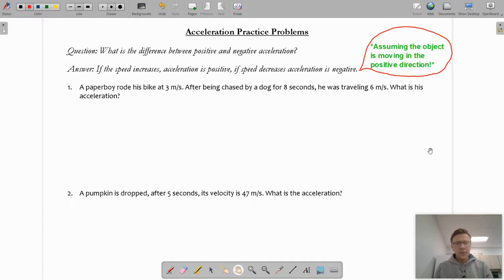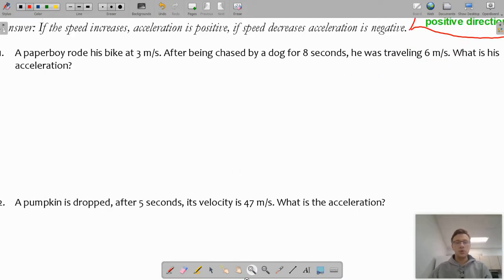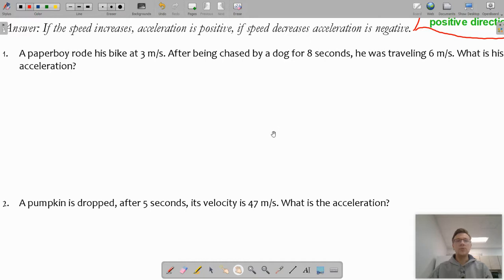Okay, so let's go through some practice problems. We're going to start with our first one that says a paper boy rode his bike at 3 meters per second. After being chased by a dog for 8 seconds, he was traveling 6 meters per second. What is his acceleration? The first thing I want to do is go through and identify things. I want to underline the things that it's given us, because there are a few more variables in this one than what we've done in the past.